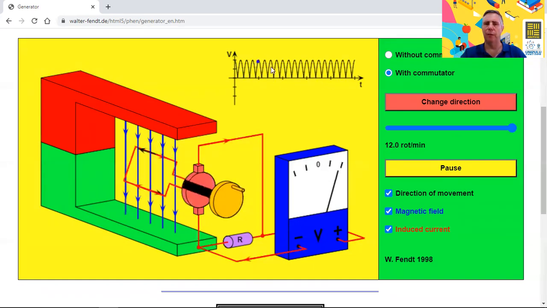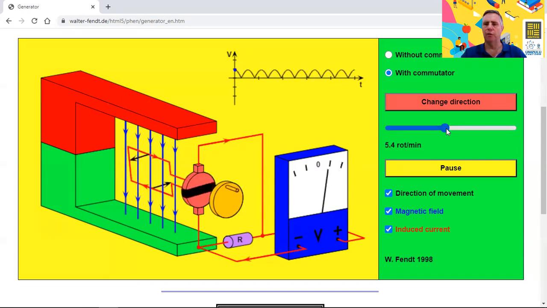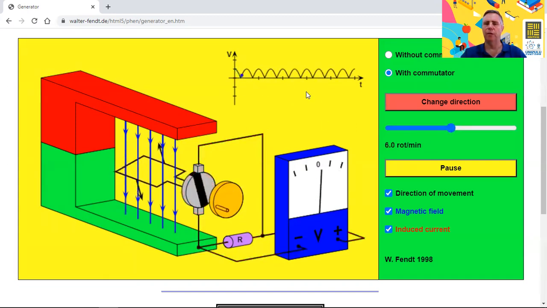And secondly, Vmax has changed, because there are 3 things you can do to get more voltage or current out of a generator. One is to have a stronger magnet. The other is to have more windings on your coil. We've just got one here. And the third is simply to turn it faster. So you can see as we turned it faster, the period changed, but of course Vmax changed as well. Let's go back to 6 rotations a minute, and you can see Vmax is exactly half there.